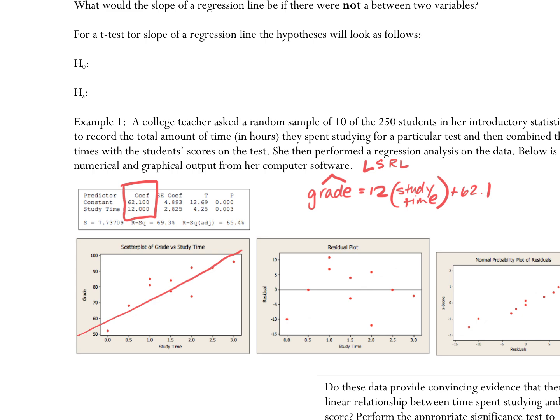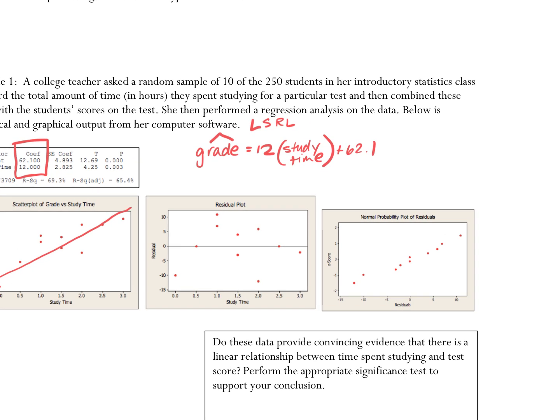Okay, the next thing I might ask you to do is interpret the slope. If I ask you to interpret the slope, what is my slope? 12. Well, the slope is just the 12, yes? And if I had to write that 12 as a fraction, it would be 12 over 1, okay?